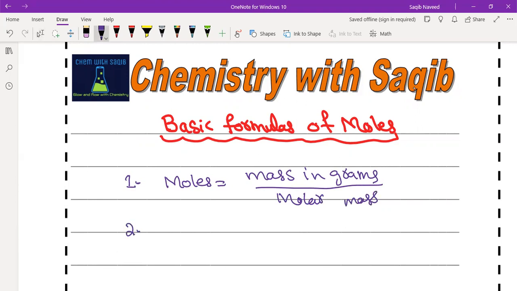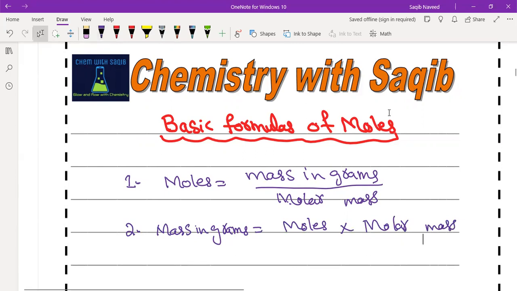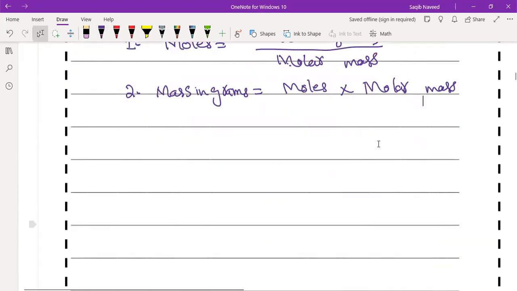The second one is the formula which is how to find mass in grams. This formula you can derive from the first formula, that is mass in gram will be kept over here and molar mass dividing it will go there and multiplied with the mole. So it becomes moles times molar mass. So in fact you have to memorize the first formula and then you can derive or memorize the second formula.